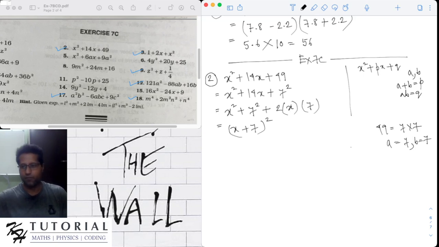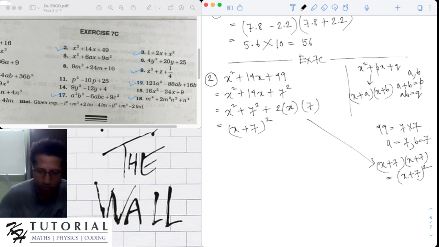And you know that if you find a and b, the factorization becomes x plus a multiplied by x plus b. So for this problem, after finding a and b, which is equal to 7, you can say that this will be equal to x plus 7 multiplied by x plus 7, which is equal to x plus 7 whole square. I would suggest that if you can see the form a square plus b square plus twice ab, then you can directly apply the formula of a plus b whole square.